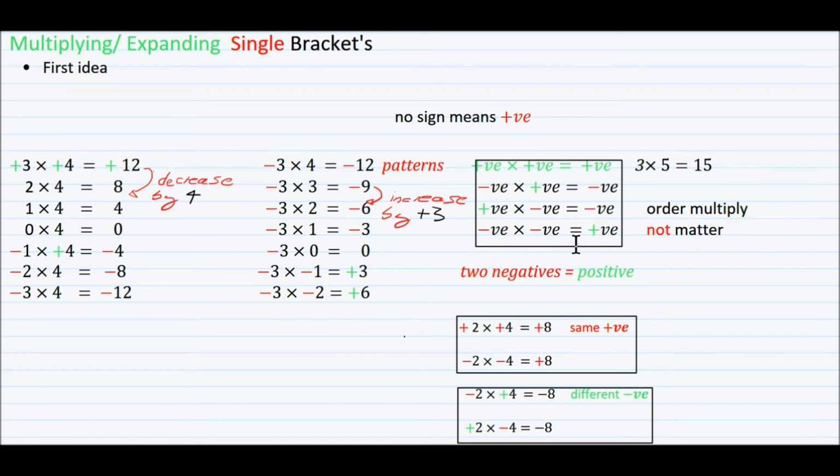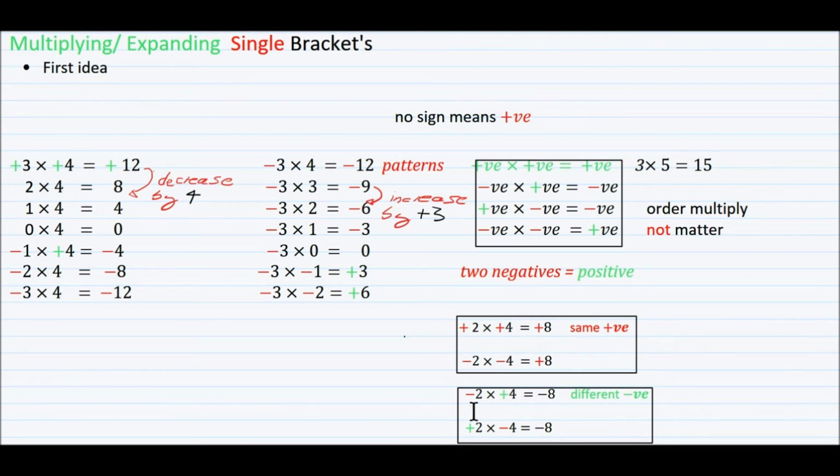So this is the most important thing from this lesson. Two negatives multiplied together gives a positive. Now I'm going to use this example. Positive 2 times positive 4. The two signs are the same, positive, so the result is positive. Negative 2 times negative 4, the signs are the same, and we said two negatives multiplied together give a positive. So if the signs are the same, either both positive or both negative, you get a positive.